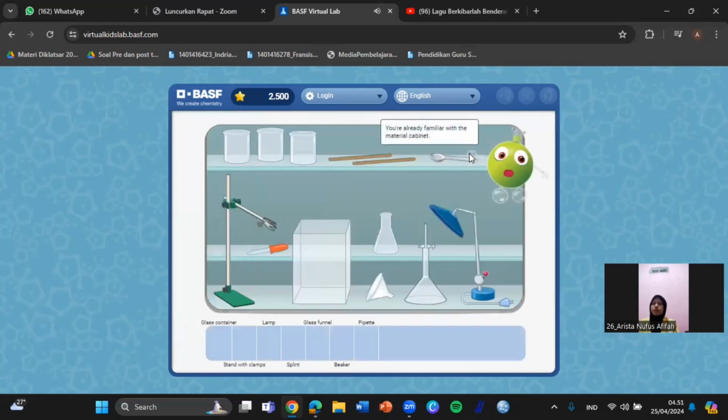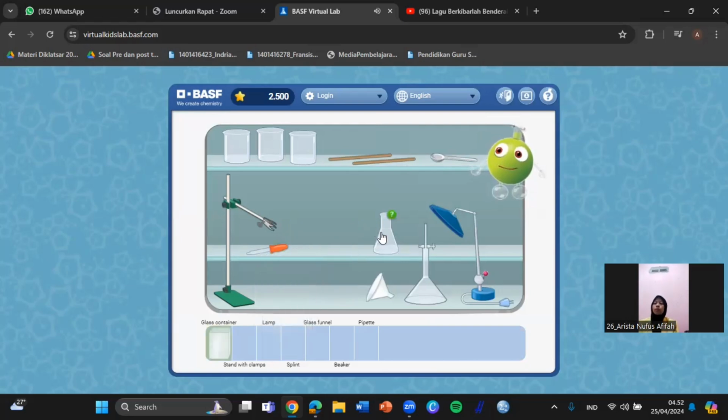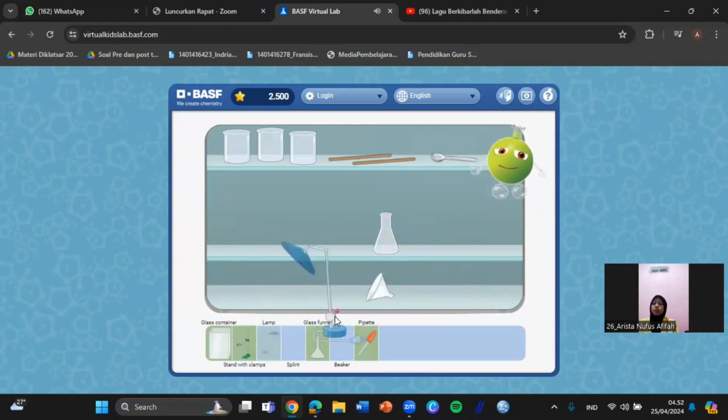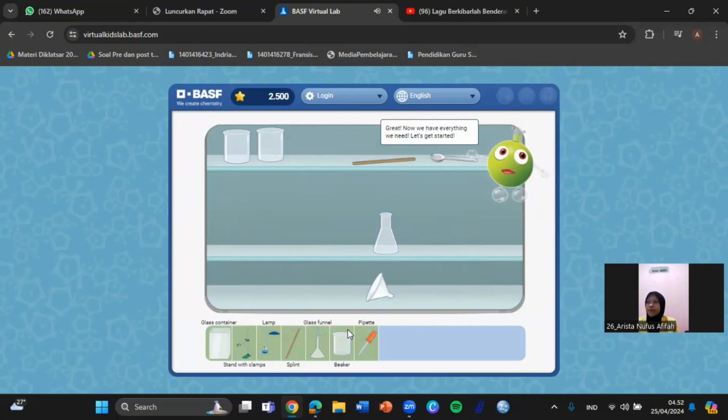You're already familiar with the material cabinet. For this experiment, we'll need a large glass container, a beaker, a stand, a lamp, a glass funnel, a splint, and a pipette. Great! Now we have everything we need. Let's get started.